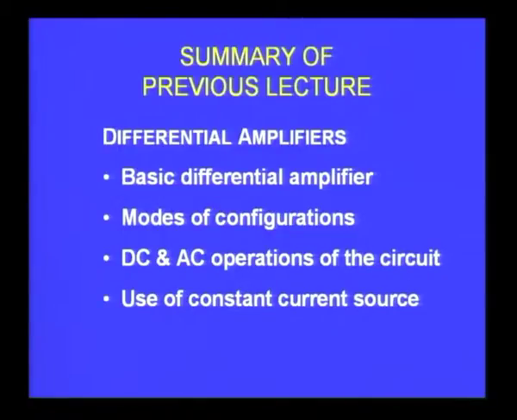We also discussed the AC and the DC configuration of the circuits, and how a constant current source, when used for biasing the emitter of the two transistors, can improve the common mode rejection ratio. I hope you remember these things.